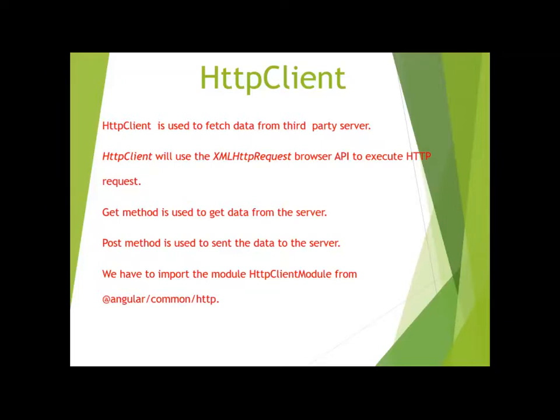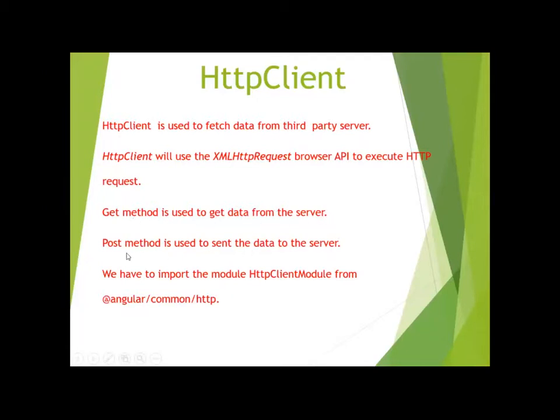server. So by using the module called HTTP client, this module can represent our request as an XML HTTP request to the browser. So you have to get the data from the third-party server in the form of JSON. Those data are read by the HTTP client by using the method called get method. The get method is to get data from the server.